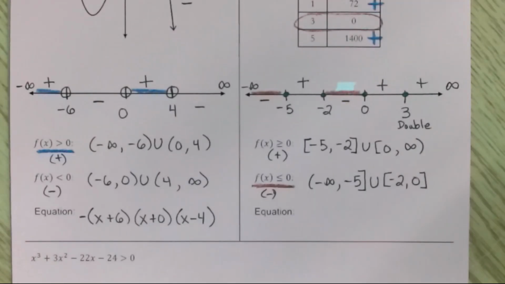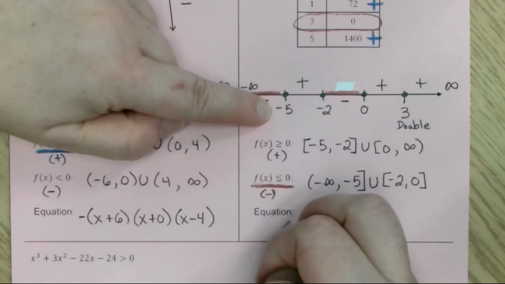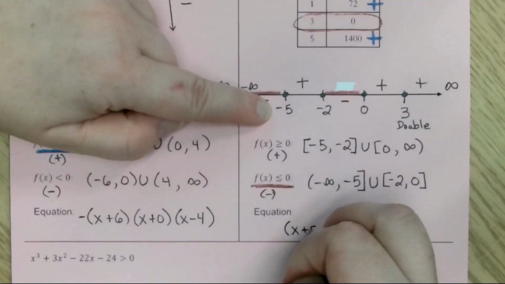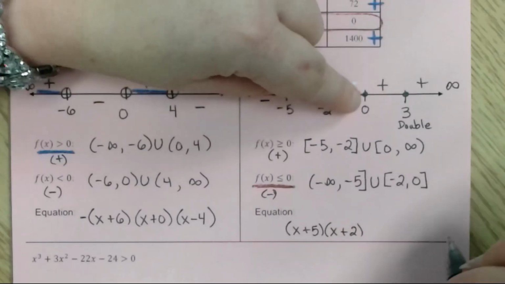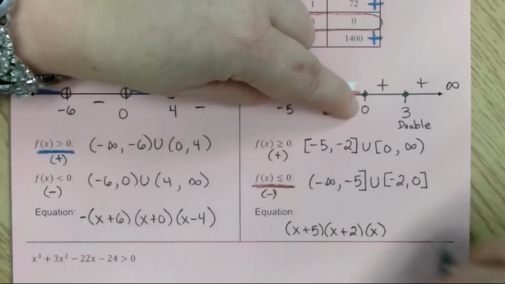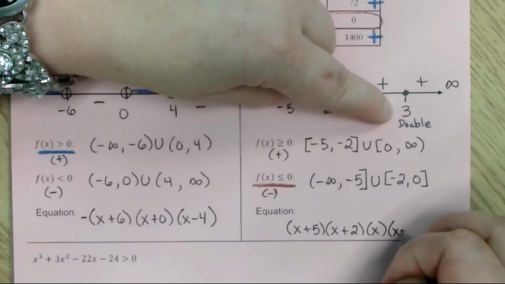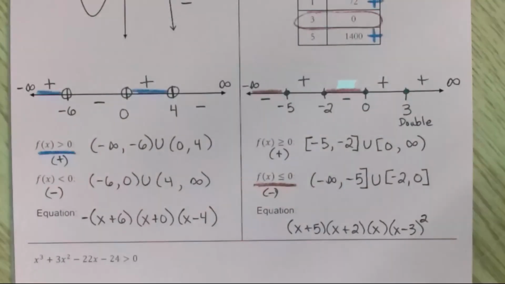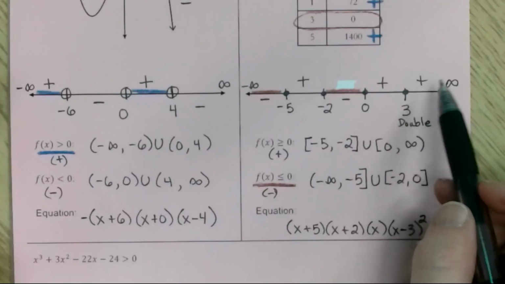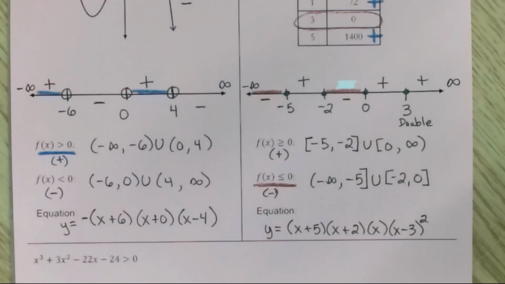So now let's look at what our equation would look like. Same thing, we're going to change the sign. So I have an x plus 5. -2 becomes x plus 2. The 0, remember we don't have to write it. We could just write it as plain old x. And then I have x minus 3. But we labeled it as a double root, so we have to square that one. On the right-hand side, it goes up. So we just put our y equals in the front, and we don't have to worry about putting a negative sign. Awesome job.